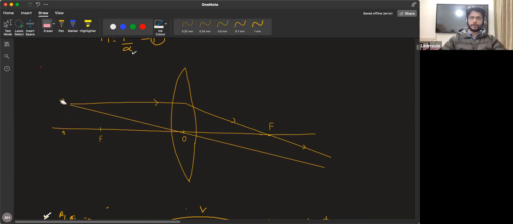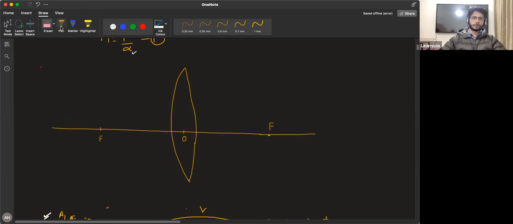If you want a magnified image, then what you will do is put your object in between the focus and the optical center. This will be the position of your image. If you want an enlarged image, then you will place your object in between the optical center and focus.